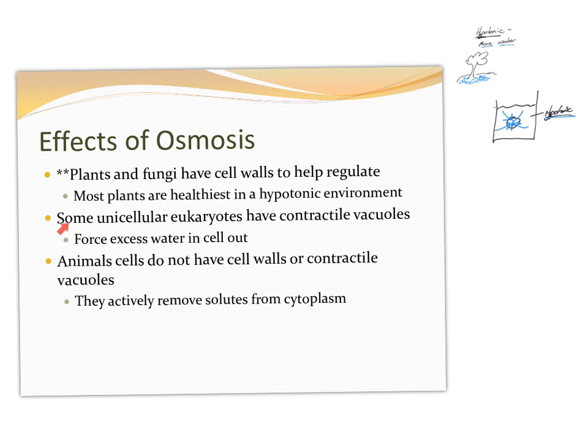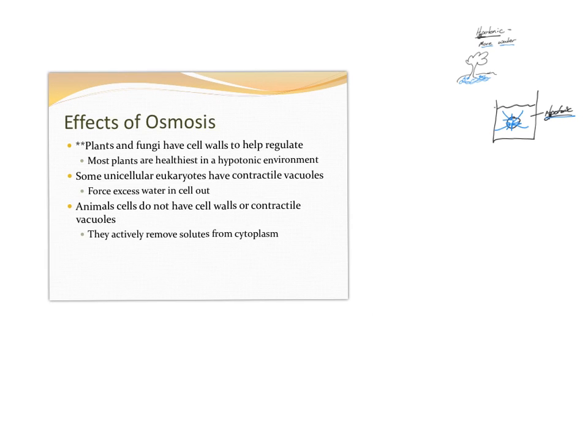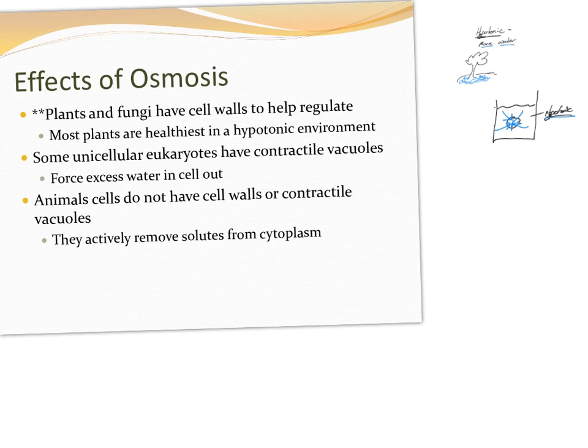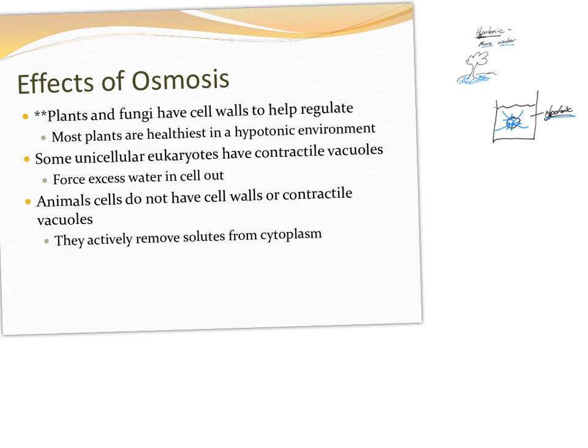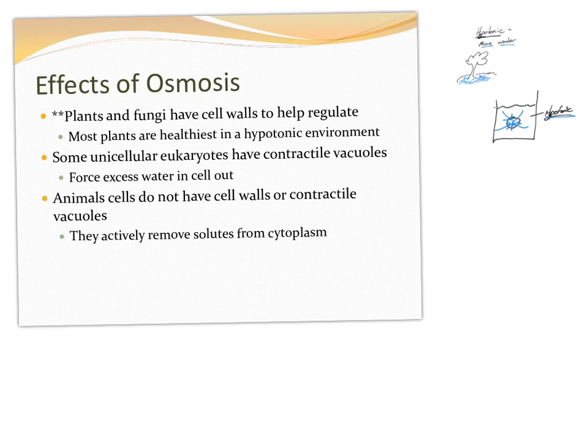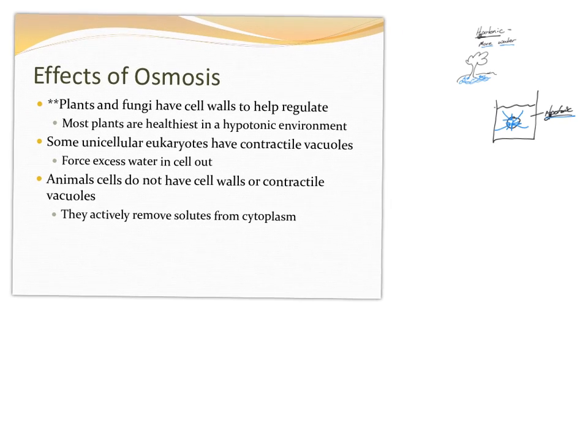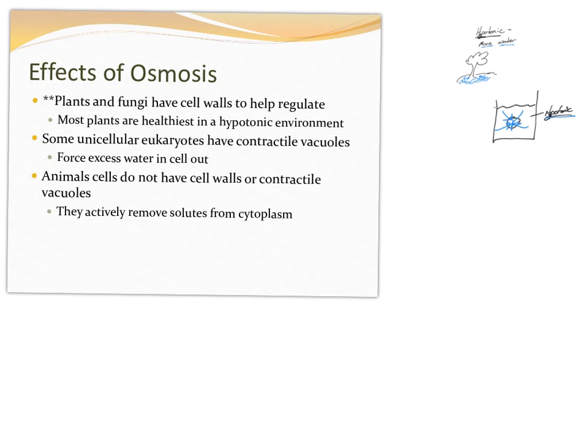So some unicellular eukaryotes have contractile vacuoles that force water in and out of the cell. We remember that from our cell studies, right? So you have a central contractile vacuole. We've looked at them. You have them in your cell projects if you have that in your binder the way you should. Animal cells do not have cell walls or contractile vacuoles. They actively remove solutes from the cytoplasm. So what animals do, we don't use a contractile vacuole. We don't have a cell wall. We move the solutes around.